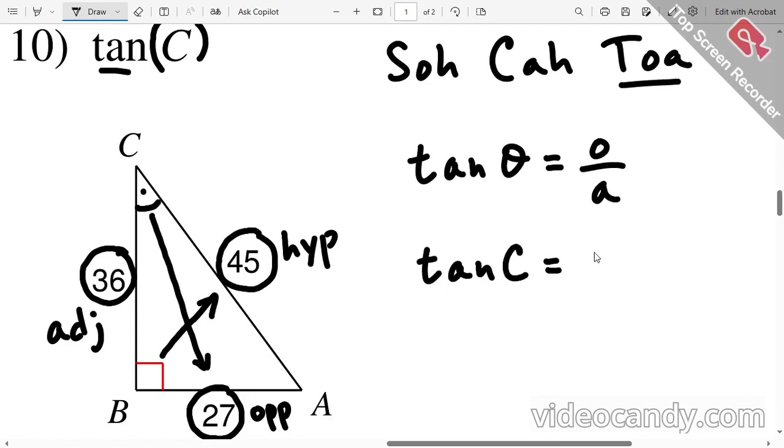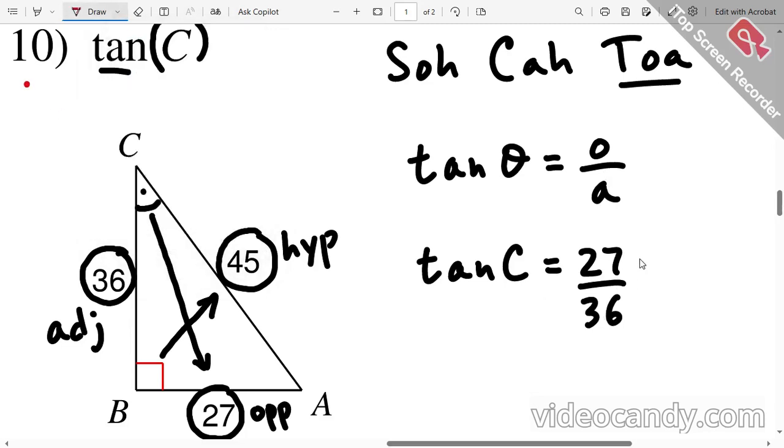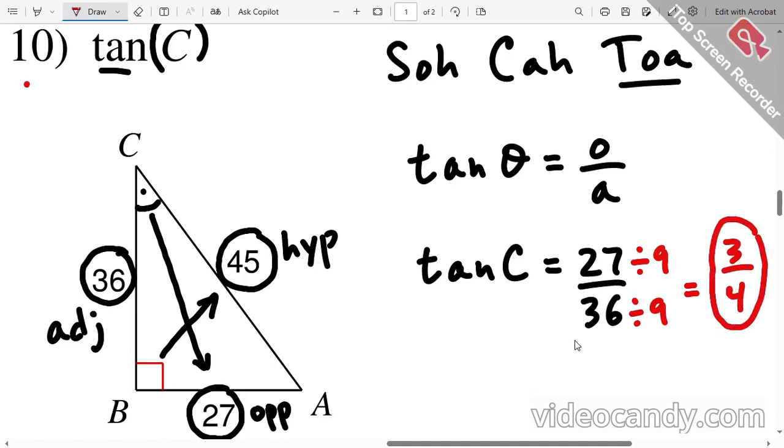Opposite is 27. Adjacent in the denominator is 36. Reducing that fraction, the greatest common factor, I believe, is going to be 9. So I'm going to divide top and bottom by 9. 27 divided by 9 is 3. 36 divided by 9 is 4. That's your final answer. If you divide by a number that's too small, you may have to divide again and reduce it further.